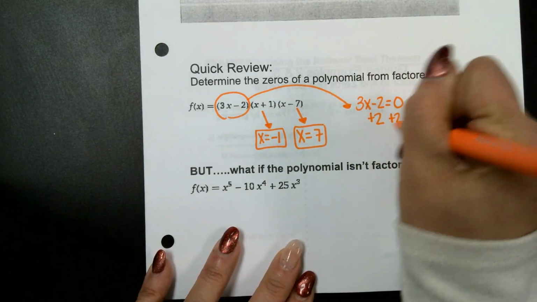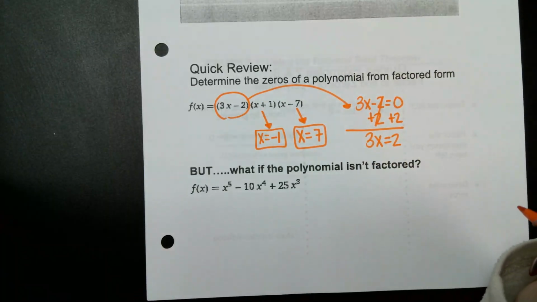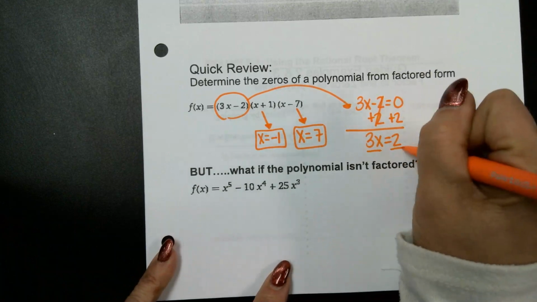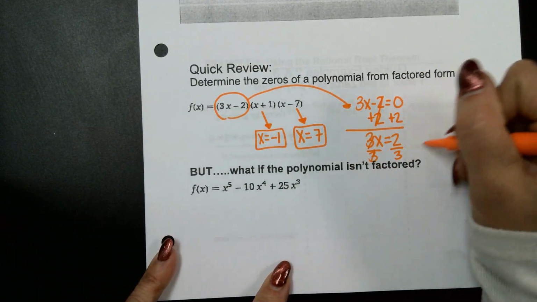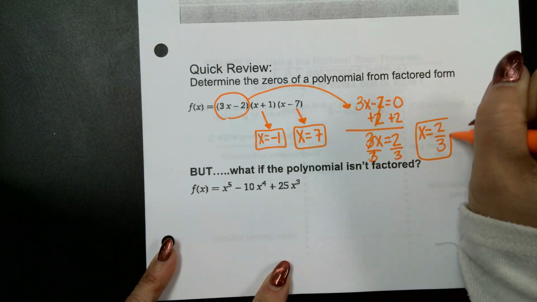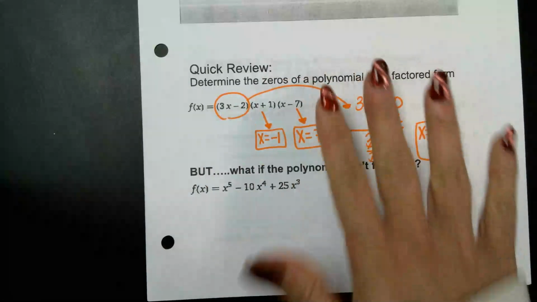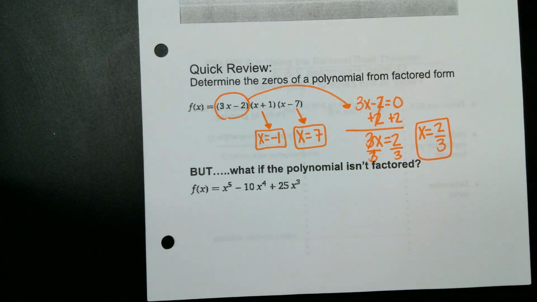Add 2. 3x equals 2, and then what? Divide by 3. Yep. So I left my answer there as 2/3. That's the same thing as 0.6 repeating. Either way you write it is fine by me. But this was that easy because it had already been factored for us. And there were 3 sets of parentheses, and you are used to seeing no more than 2 sets.